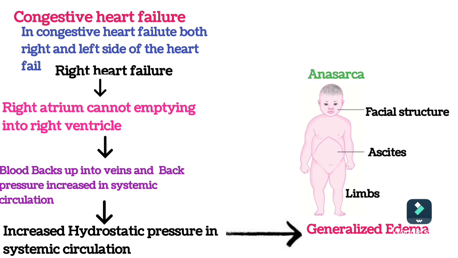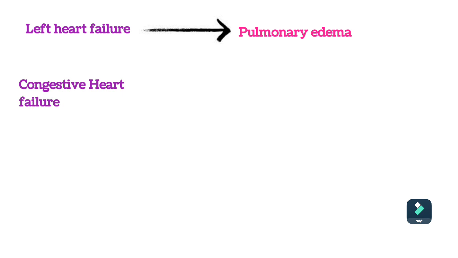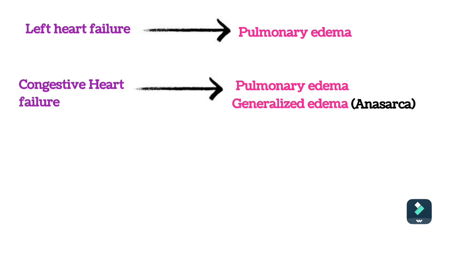Generalized edema is also called anasarca. In left heart failure, only pulmonary edema occurs, while in congestive heart failure, both pulmonary and generalized edema, anasarca, occur.